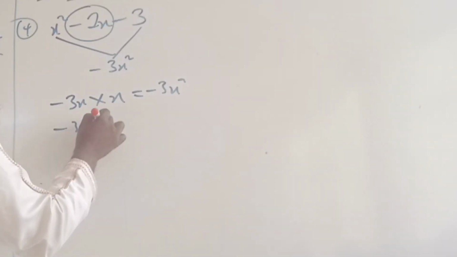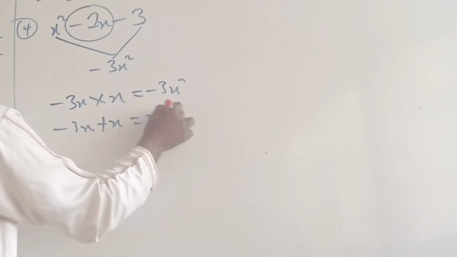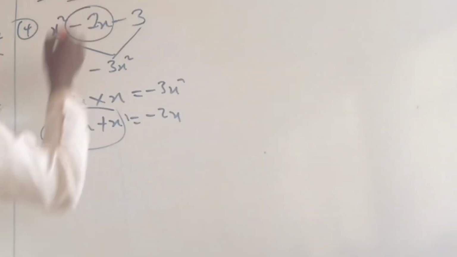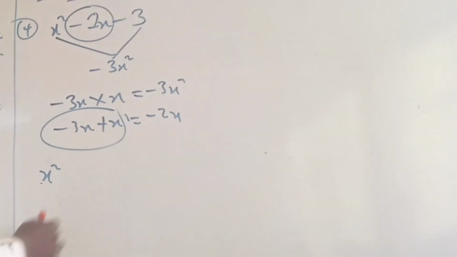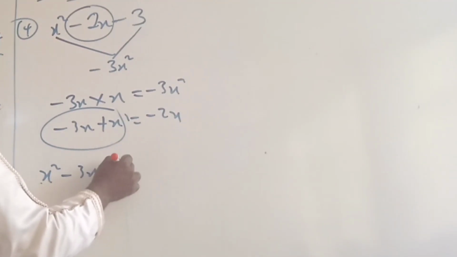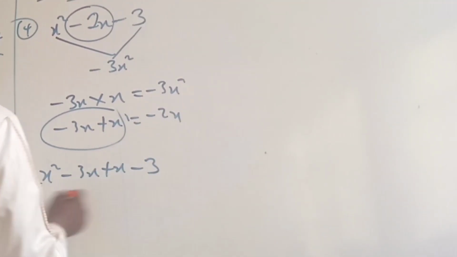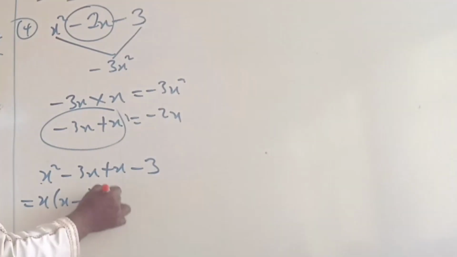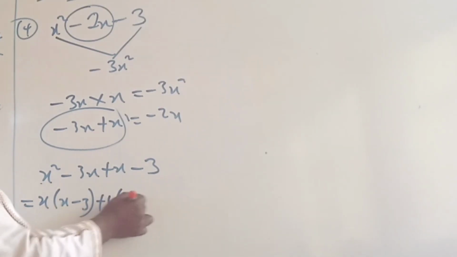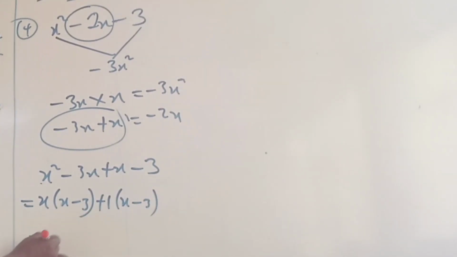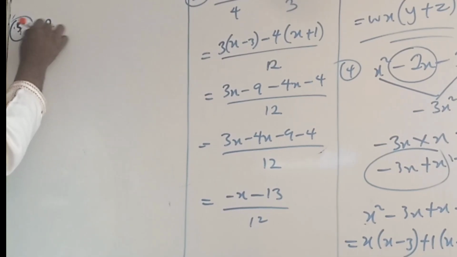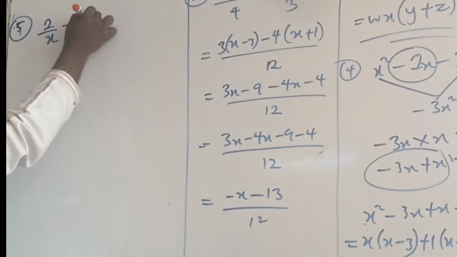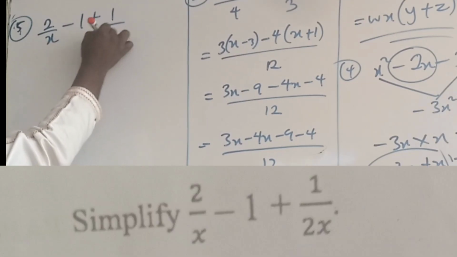When you have minus 3x plus x, that gives us minus 2x. So we make use of this to replace this. That means we have x squared minus 3x plus x minus 3. So we then factorize it. x is common, x minus 3 plus what is common? 1, x minus 3. So we have x plus 1, then x minus 3. Answer.